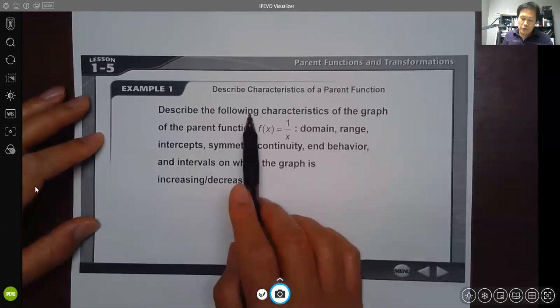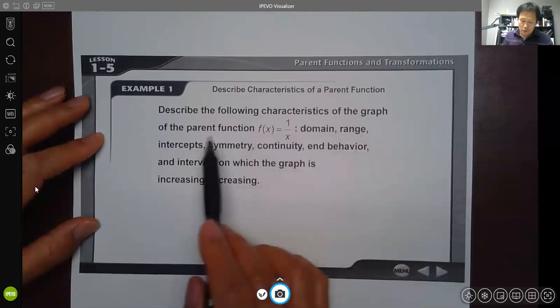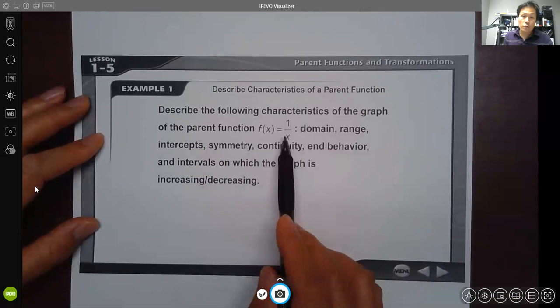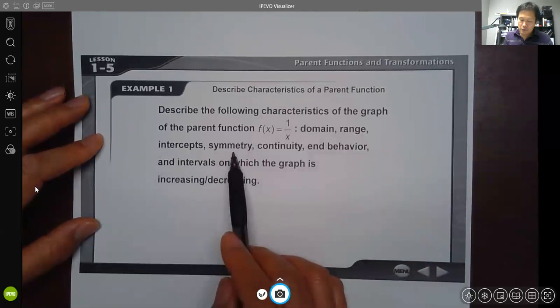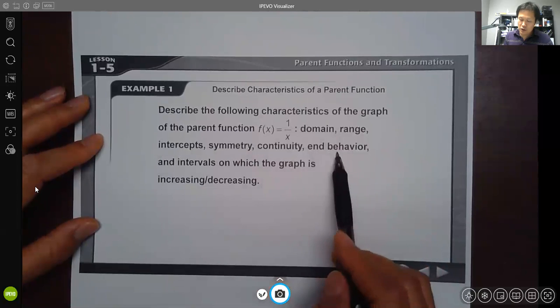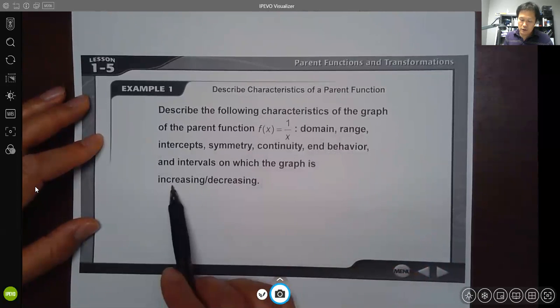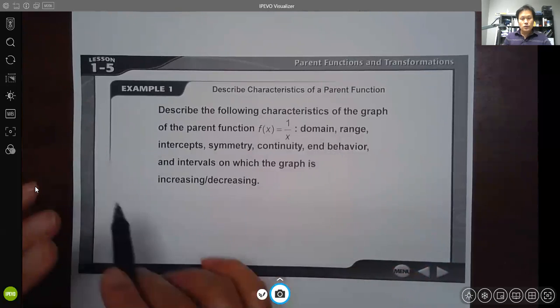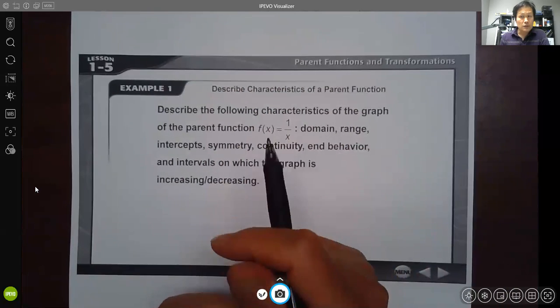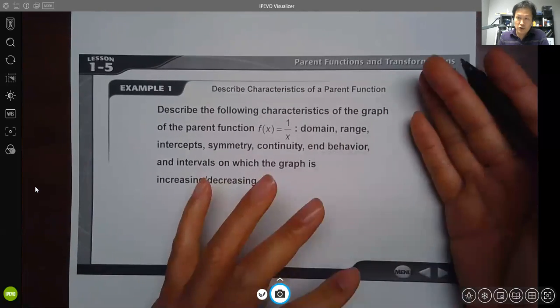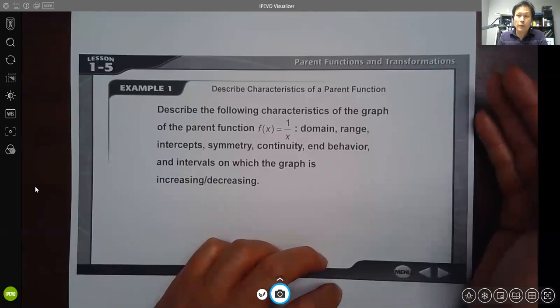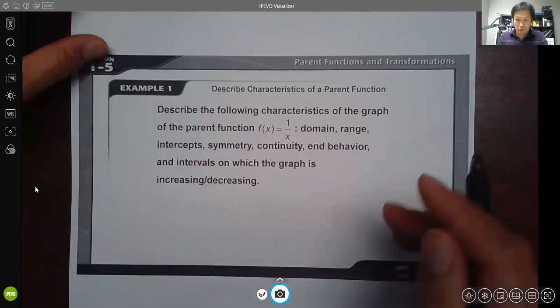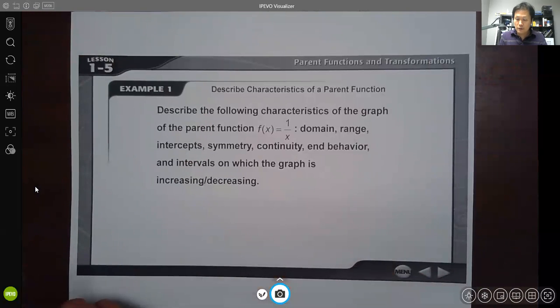Okay, describe the following characteristics of the graph of the parent function, 1 over x: domain, range, intercepts, symmetry, continuity, and the behavior, meaning the intervals on which the graph is increasing or decreasing. It's very possible I ask you this question without a graphing calculator. Then you should know the basic graph. I just went over it.